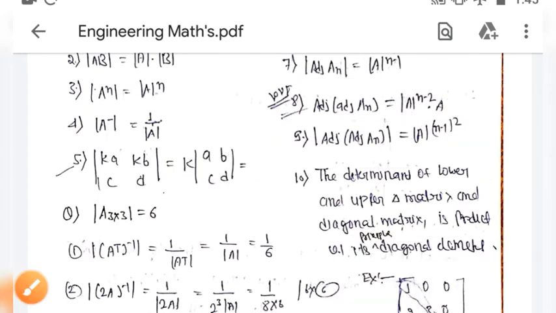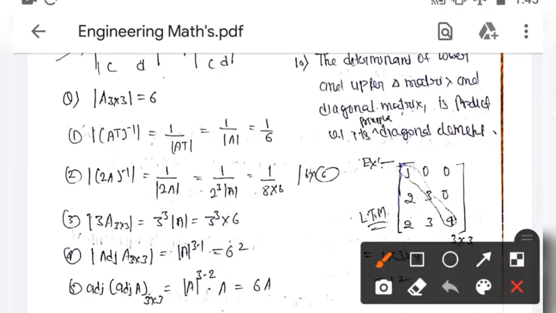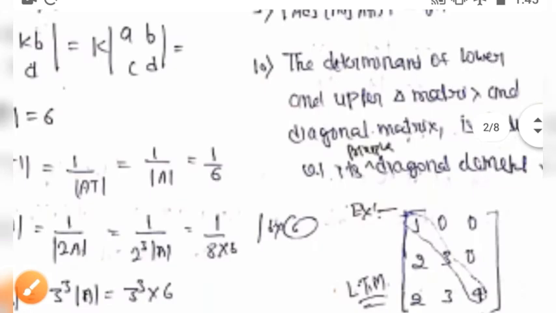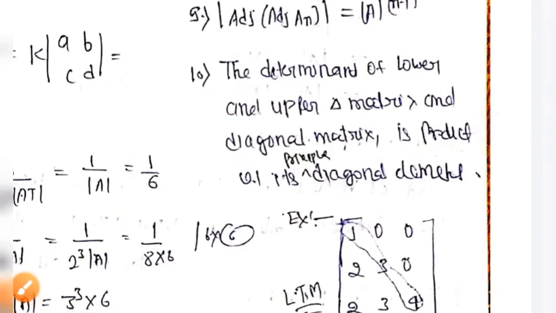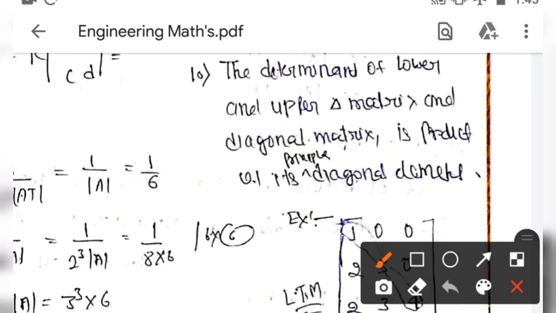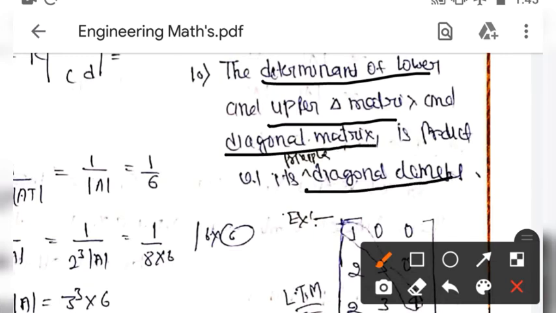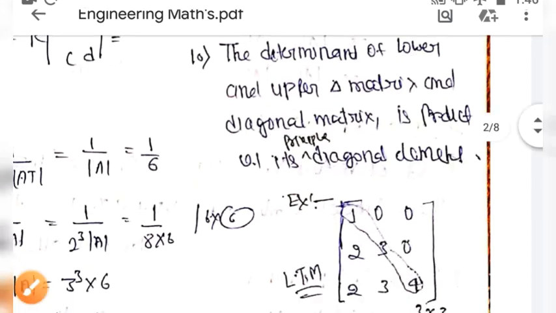Okay, and this is also important: the determinant of a lower or upper triangular matrix and a diagonal matrix is the product of its principal diagonal elements. I repeat, the determinant of a lower or upper triangular matrix and a diagonal matrix is the product of its diagonal elements. So we'll take one example.